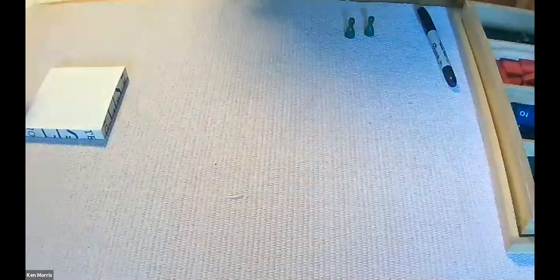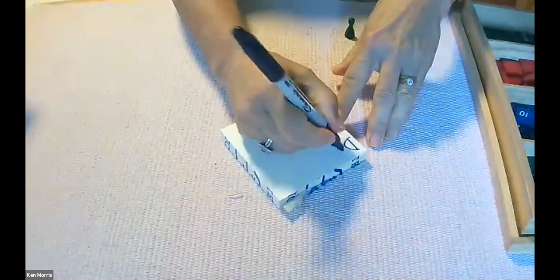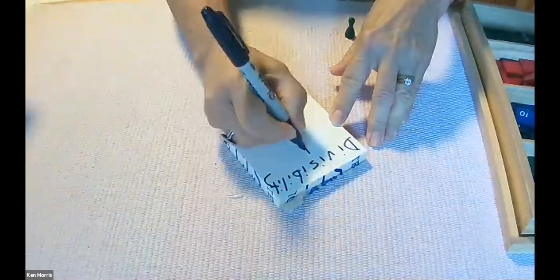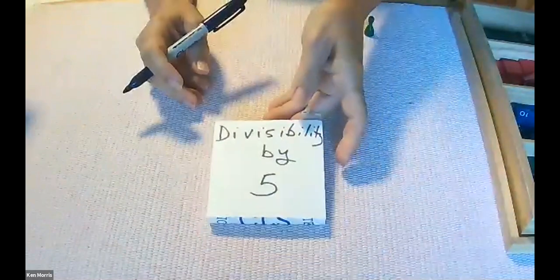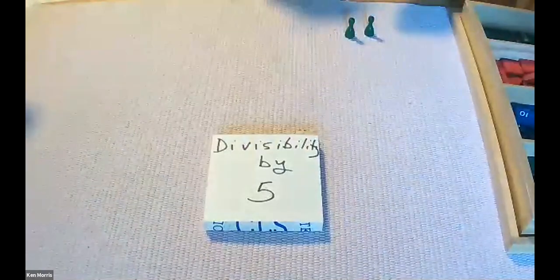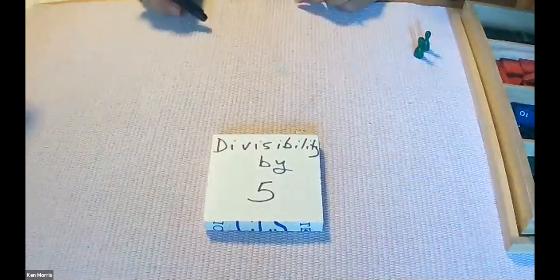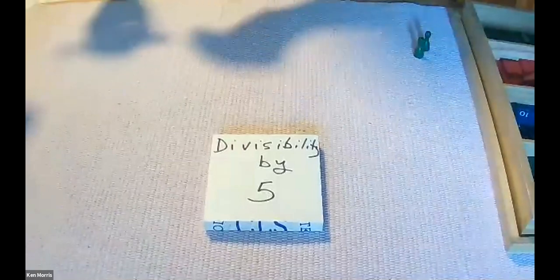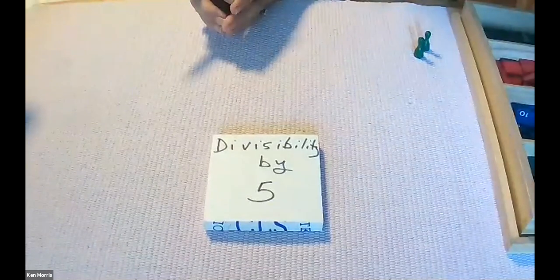Our next presentation, we continue with divisibility, and we are going to do divisibility by 5. So this is the order in which we do these divisibility rules. We start with the easiest and progress there. So first we do divisibility by 2, then we do divisibility by 5, then we do divisibility by 10. You could actually do divisibility by 10 before you do divisibility by 5, doesn't matter.